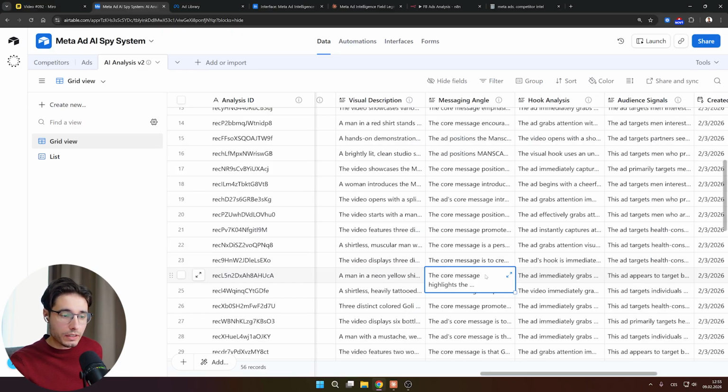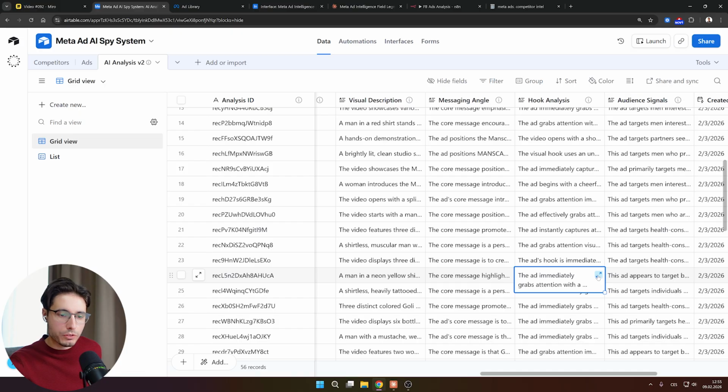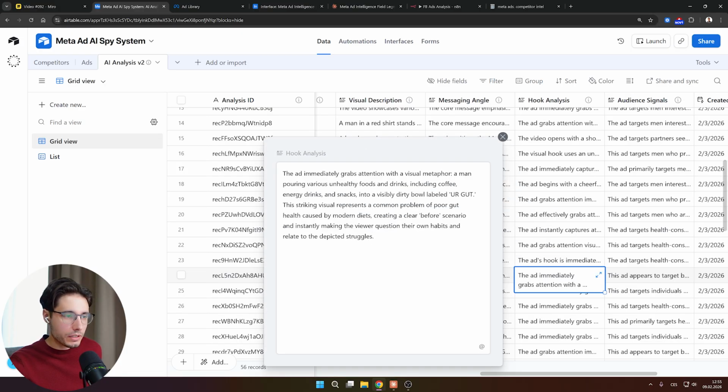But it also analyzes the messaging angle, right? So you can see the core message highlights the detrimental effects of an unhealthy diet and lifestyle on gut health and overall well-being, right? So that is the messaging angle. Then we have the hook analysis. The ad immediately grabs attention with a visual metaphor, a man pouring various unhealthy foods and drinks, including coffee, energy drinks, and snacks into a visibly dirty bowl labeled your gut, right?